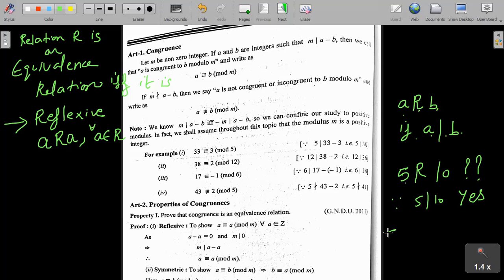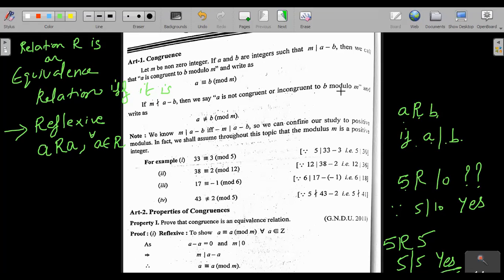Now you see, is 5 related to 5? Yes ma'am. Every number divides itself. So 5 divides itself. Yes. So you see, वो relation जो इसको satisfy कर रहा है, every element is related to itself. So that relation is known as reflexive relation. So equivalence relation होने के लिए उसको सबसे पहले reflexive होना पड़ेगा.